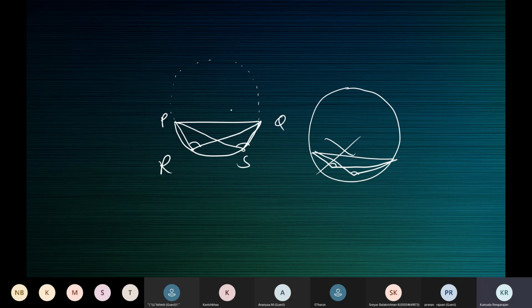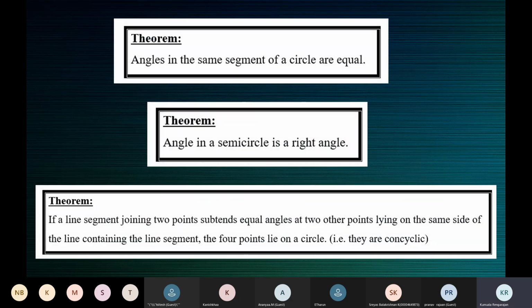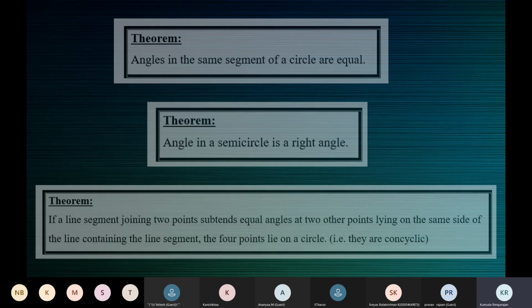Angles in the same segment of a circle are equal. This angle PRQ is equal to PSQ. So we only see this angle is equal to this angle. Angles in the same segment of a circle are equal. Next, angle in a semicircle is a right angle.